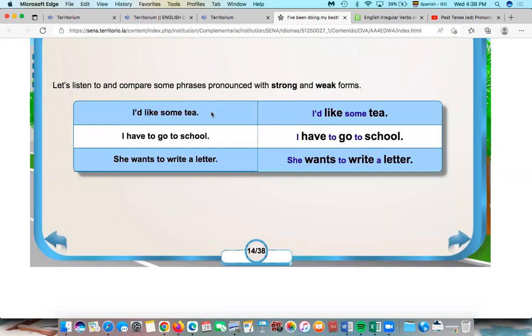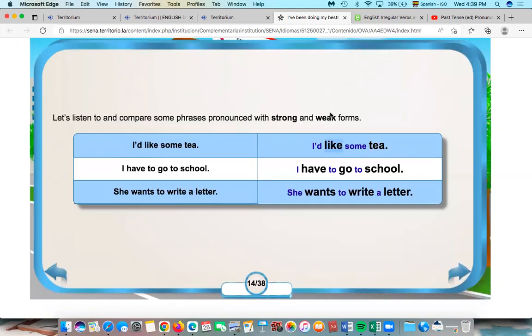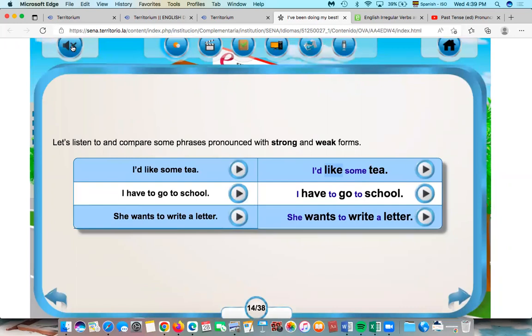So here, you can see here, okay? The black ones are the strong form, okay? So listen to the pronunciation. Strong form, full vowel. Weak form, schwa. Okay, so here. I'd like some tea. If you say it like that, probably this person can be angry. Okay, it depends on the intonation, you see? This one is nicer. I'd like some tea, yeah?